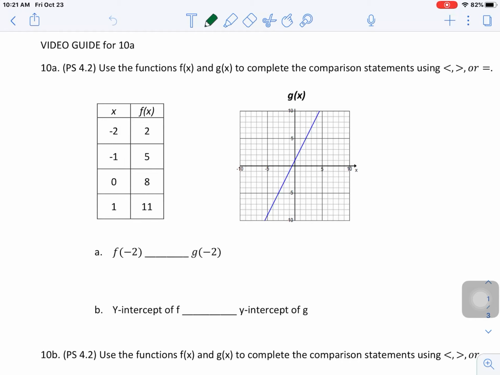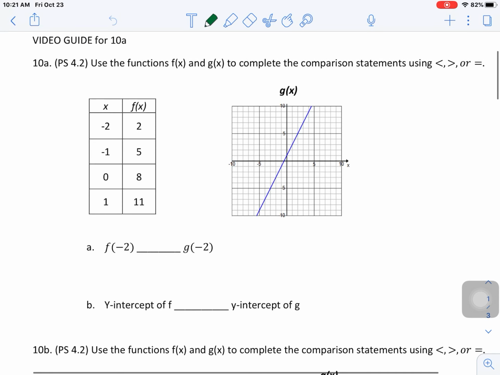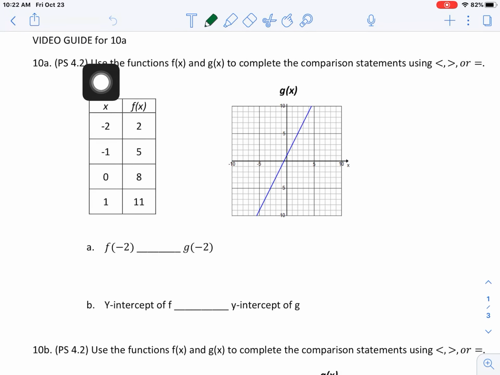Hey Math 1, here is the video guide for question 10a. Now the formatting on your corrections may look a little bit different, but the question should still be the same.